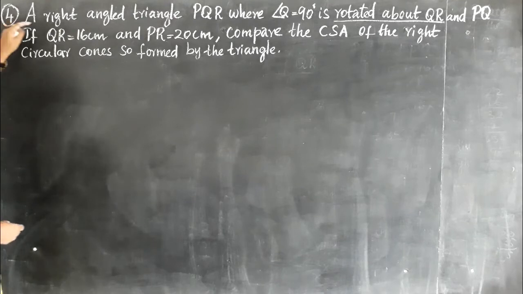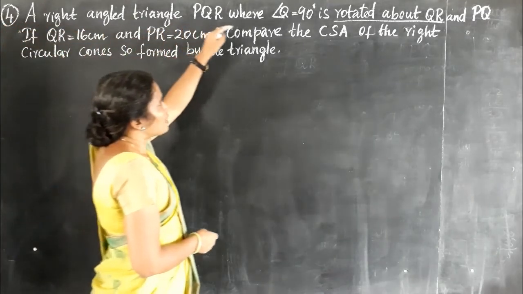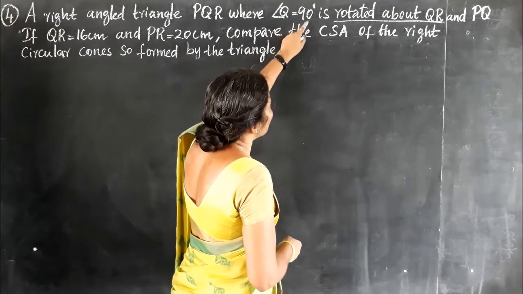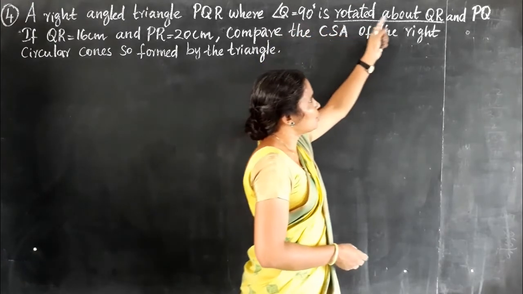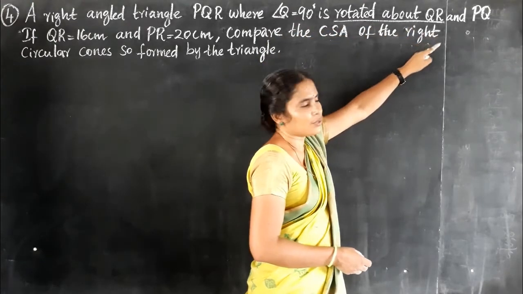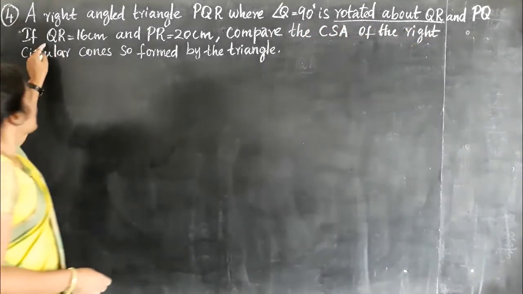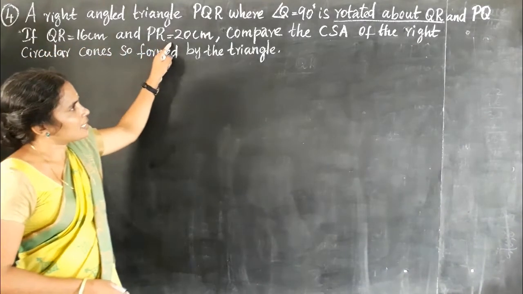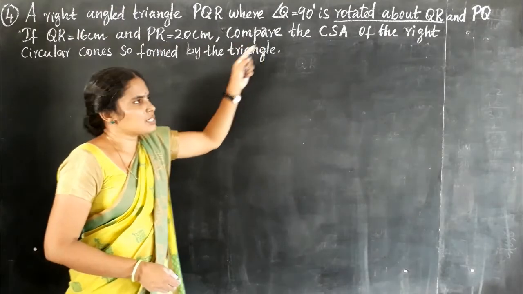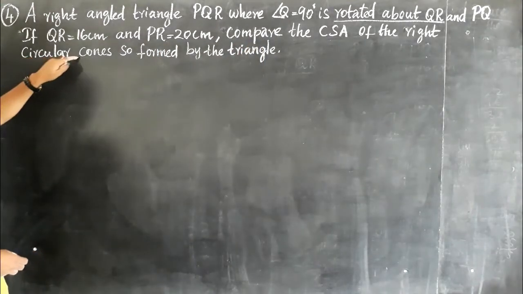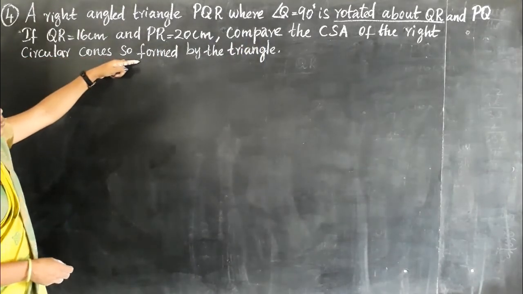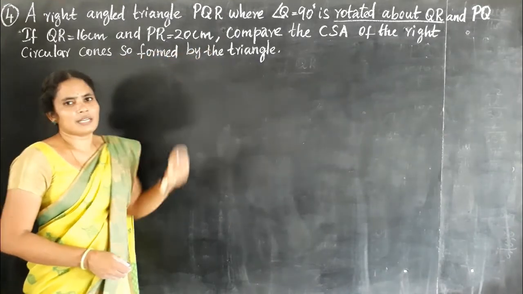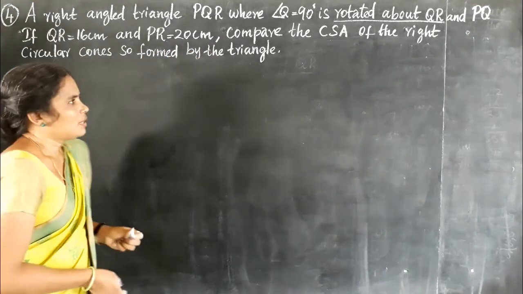Question number 4. A right angle triangle PQR where angle Q is equal to 90 degree is rotated about QR first and then about PQ. If QR is equal to 16 centimeter and PR is equal to 20 centimeter, compare the CSA of the right circular cones so formed by the triangle. So once it is rotated about QR and then it is rotated about PQ.